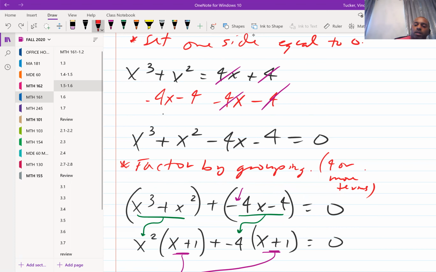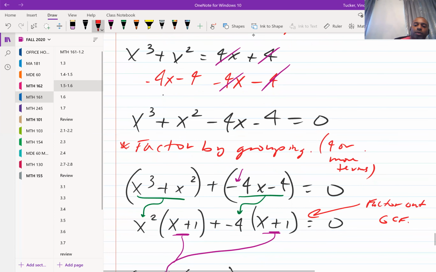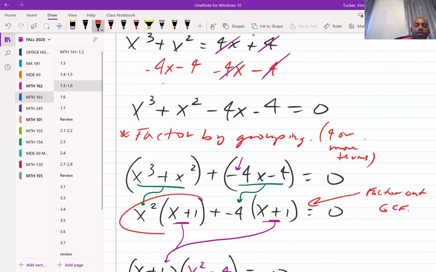All right. From there, you factor out your GCF out of each parentheses. So in this one, I was able to pull out x squared from each term. In this one, I was able to factor out -4 from each term.